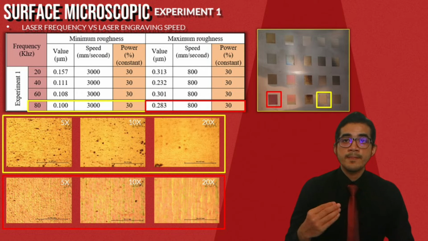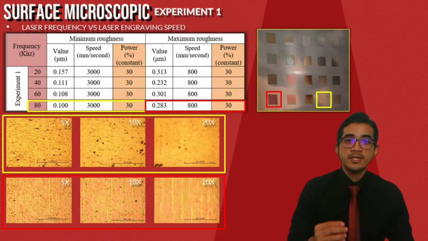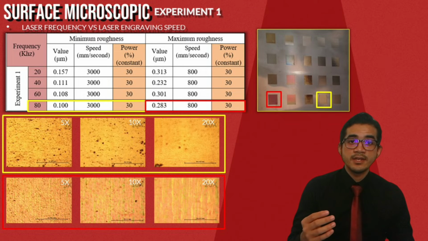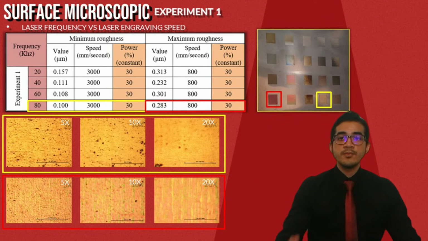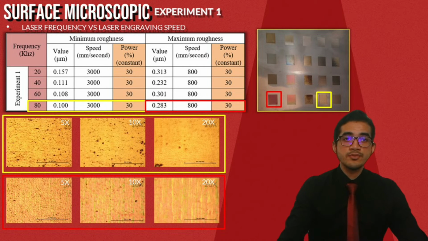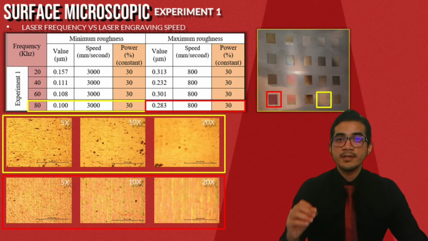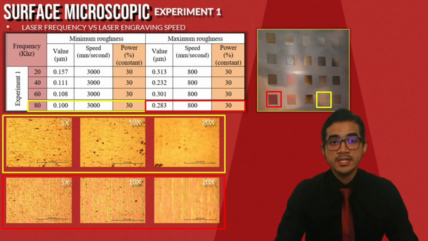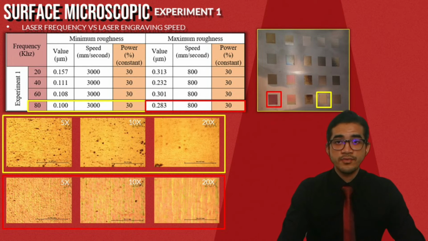In normal vision, we can see that in the red box, which is the maximum roughness of the D column, the surface appears with a violet color on the engraved surface, and in the yellow box, which is the minimum roughness value, a shiny surface appears. If we zoom in on the minimum roughness, we can see that there are more dots produced on the surface, which are burn marks caused by the engraving process. If we zoom in to the 20x scope, we can see that the surface is smooth.